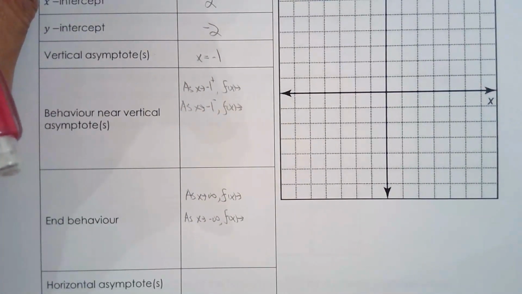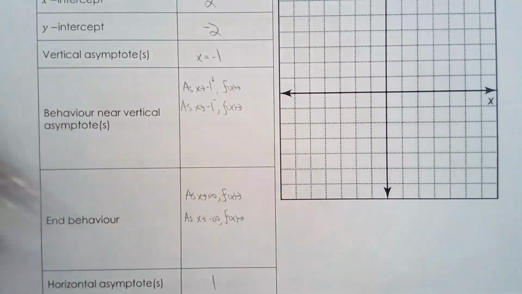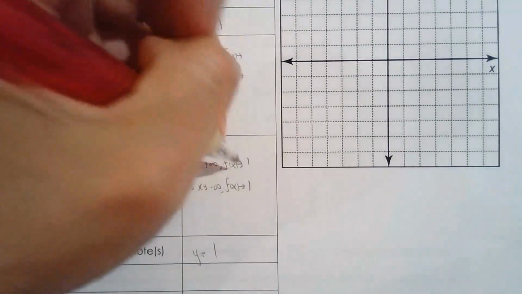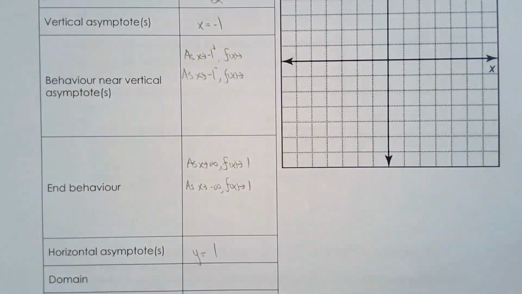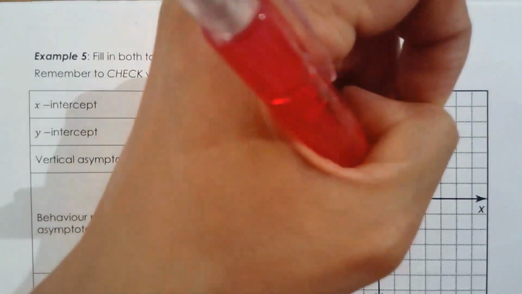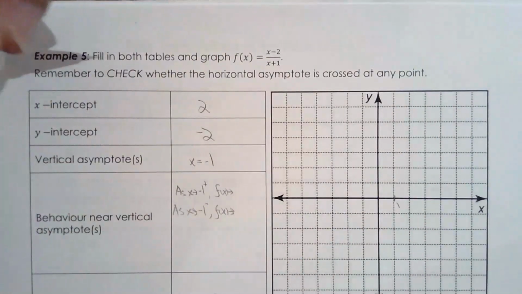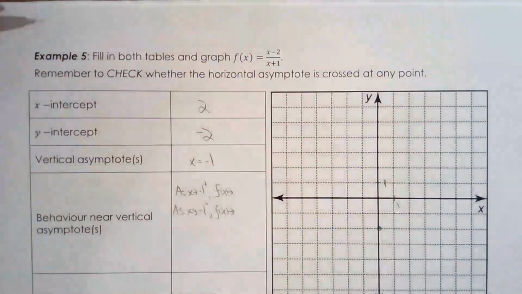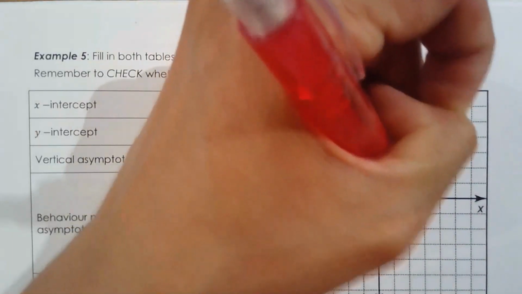Let's see. Y equals 1. Sorry, please don't write just 1. Y equals 1 is the equation of the horizontal asymptote. We don't know if it's above or below, but I will find out very soon. The x-intercept is 2, the y-intercept is -2. Plot that, plot that.